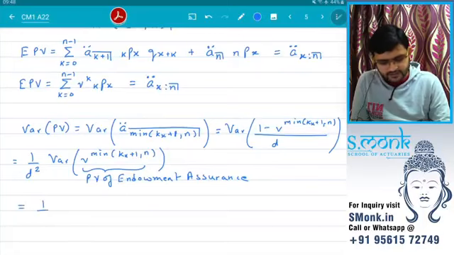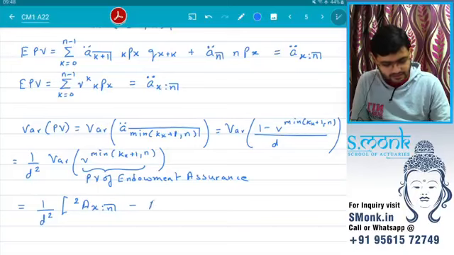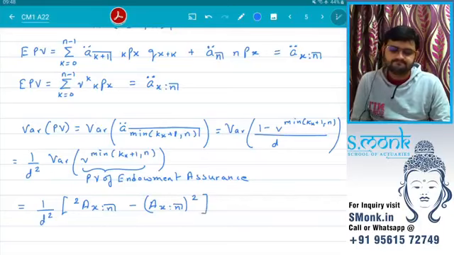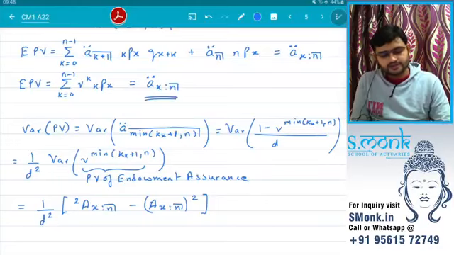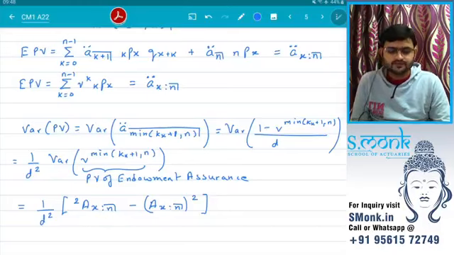So the variance would be 1 by d square, 2A x n minus A x n whole square. So in terms of variance, or even in terms of present value, it is similar to an endowment assurance.